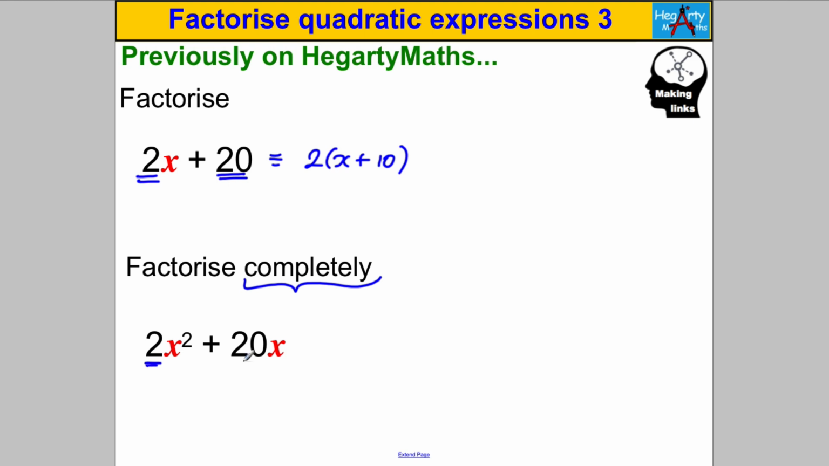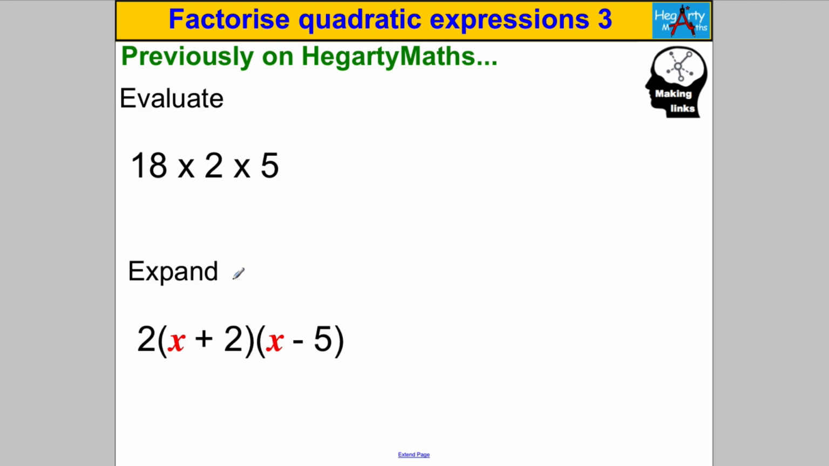So similarly as before, the highest common factor of 2 and 20 was 2, but this time you had to look at x squared and x and decide, well, there's a factor of x in both of those. And then you would have put in your bracket x add 10, like before. So that was the difference between a simple factorise and a factorise completely. Do go back to manipulating expressions and your factorising basic expressions if that doesn't make sense. And we're going to use that idea in this video.